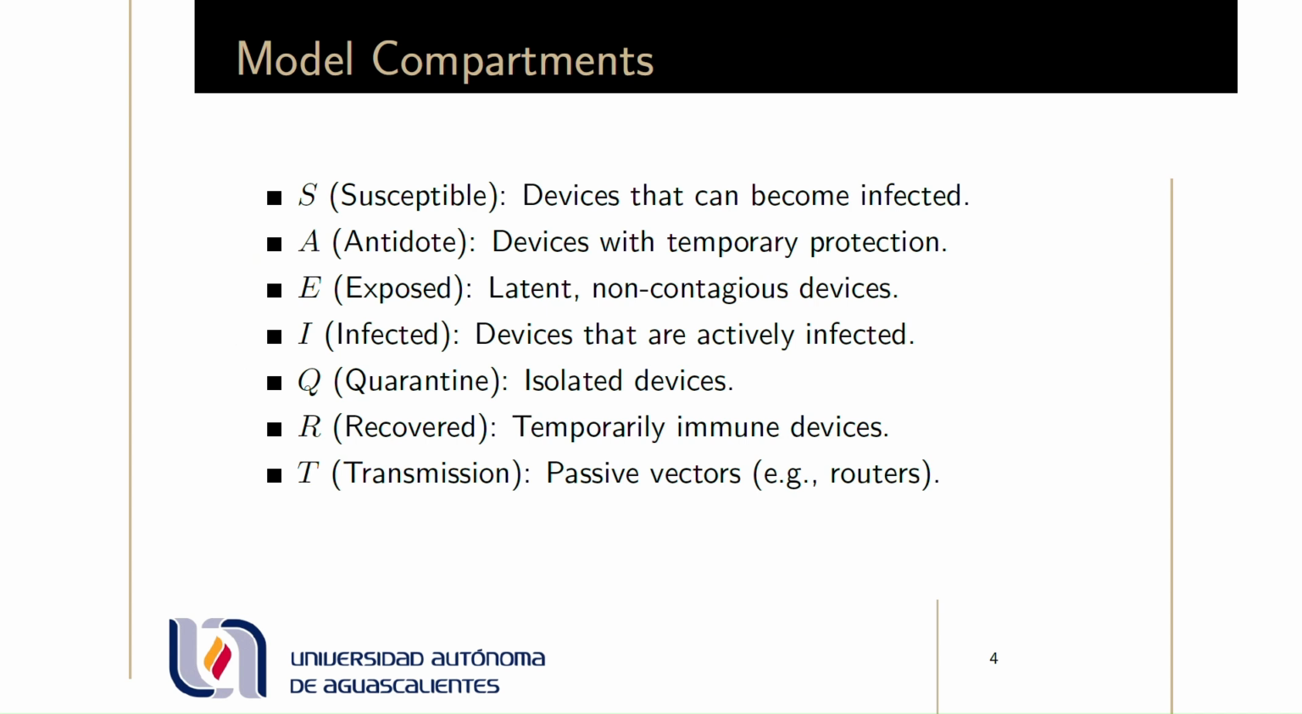The model includes 7 compartments. S, susceptible: can be infected. A, antidote: temporary protection. E, exposed: infected but non-contagious. I, infected and actively contagious. Q, quarantine. R, recovered: installed devices, temporarily immune. And T, transmission nodes.